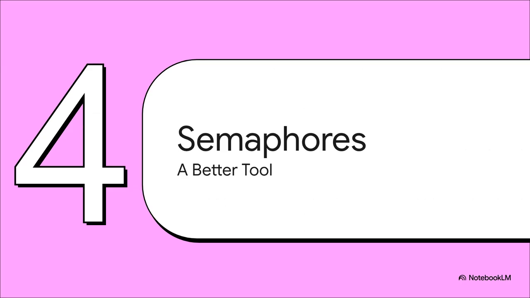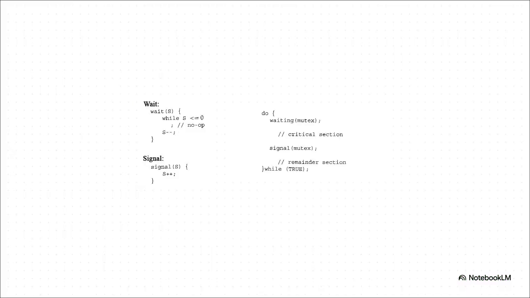And that brings us to a much more powerful and widely used tool, a real game changer proposed by the legendary computer scientist Edsger Dijkstra. Enter the scene, the semaphore. At its core, a semaphore is just a special integer that comes with 2 atomic operations, wait and signal.